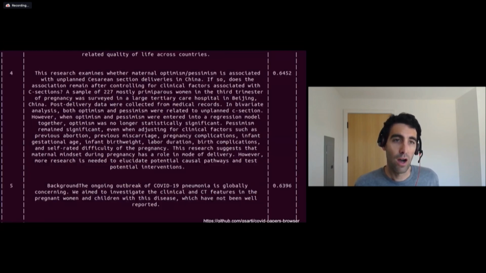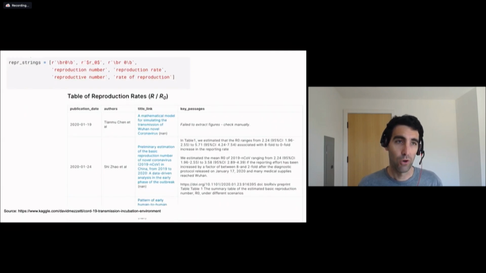If we look at the kinds of approaches that people are taking, this is an example of a system. It's not animating, but the way it works is somebody types in a question and it pulls out all the best answers to that question. Other people are taking more traditional approaches. So, if we're trying to find all the papers that reference a reproduction rate or the reproduction number, doing string matches, looking for the papers that have that term, and then trying to extract the data out of those papers.